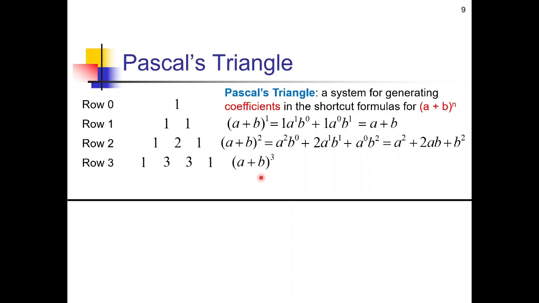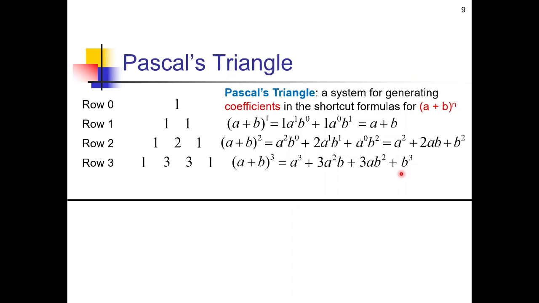So this is a plus b to the third. So now we're going to have 1 a to the third b to the 0, or just a to the third. We don't have to keep writing this b to the 0 since we know it's going to be 1. Next, we've got a 3 a squared b to the first, or just b, plus a 3 a to the first, which is just a, and then b to the second. And finally, this is going to be 1 a to the 0, which we don't really need to write, b cubed. So this here is the shortcut formula for a plus b cubed.